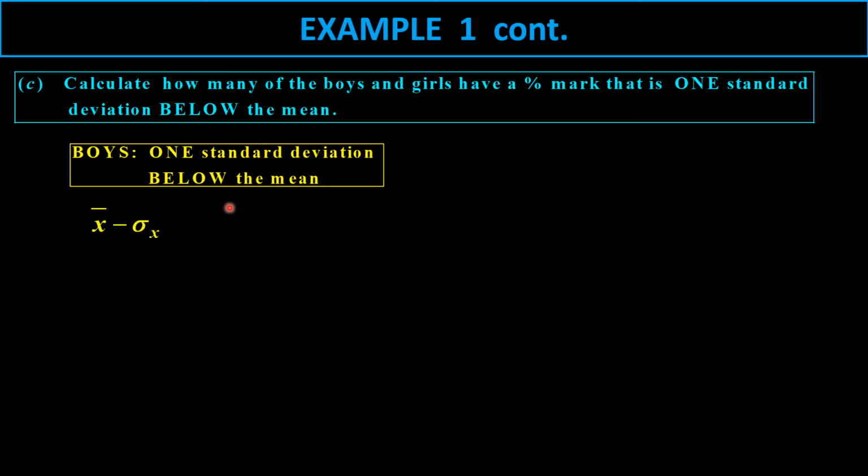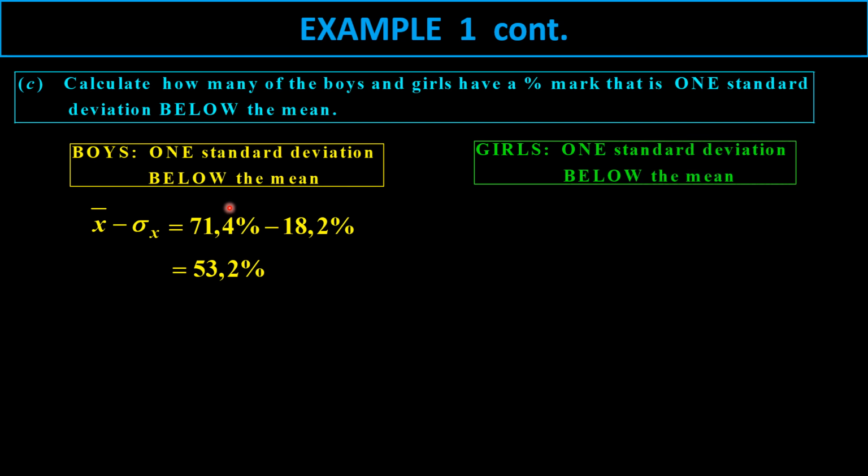Right? So what is our mean? We worked it out previously, 71.4%, and the standard deviation for the boys was 18.2%. If we do that subtraction, we get 53.2%. Let's do the same for the girls. Again there, below it's the standard deviation subtracted from the mean. So there's the mean minus the girls' standard deviation, and we get that as 58.5%.